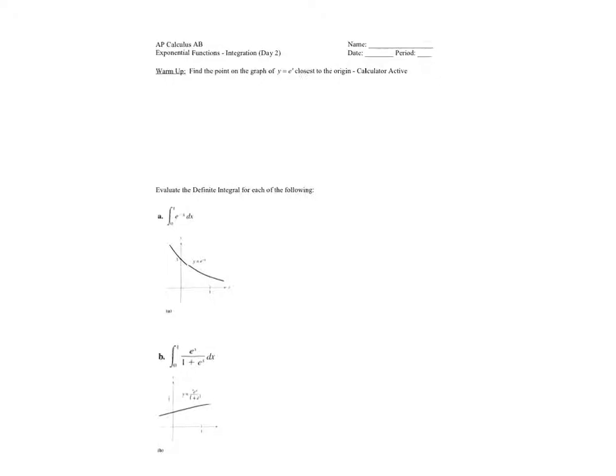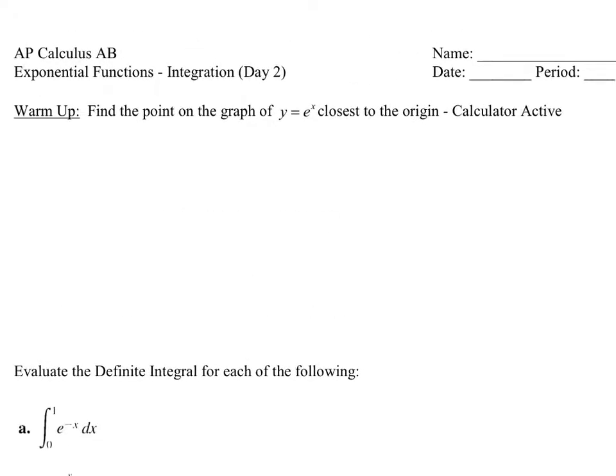We're going to keep looking at doing integrals with the exponential function here, but let's try a little problem solving. Find the point on the graph of y equals e to the x closest to the origin. So we know what that looks like. It goes through the point (0, 1), and here's y equals e to the x. So where is it closest to the origin?